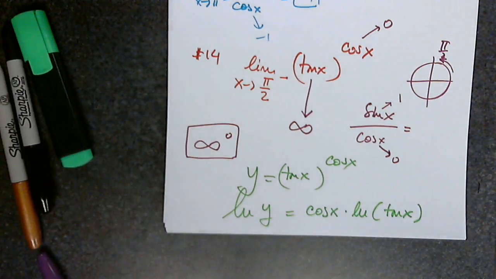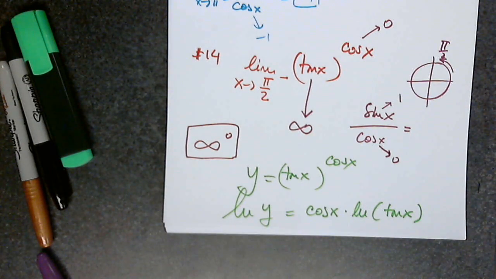Okay, what do I think of doing next? Okay, I changed the function, basically. I was really asked to find the limit of tangent raised to cosine, and I said no. I'm going to apply the log, and I'm going to change the function. I changed the function. I'm no longer looking at tangent raised to cosine. What do I do now?